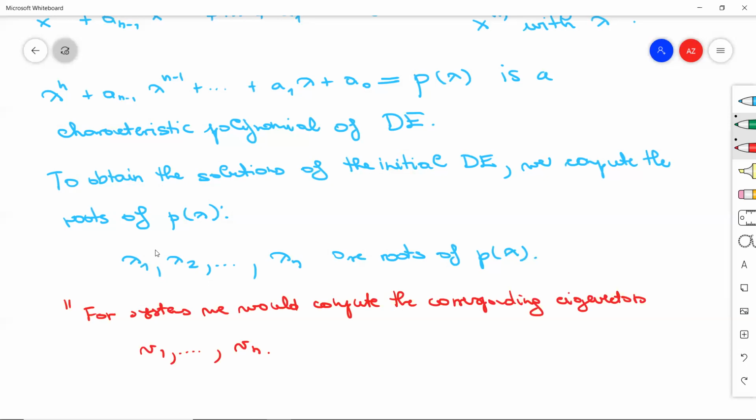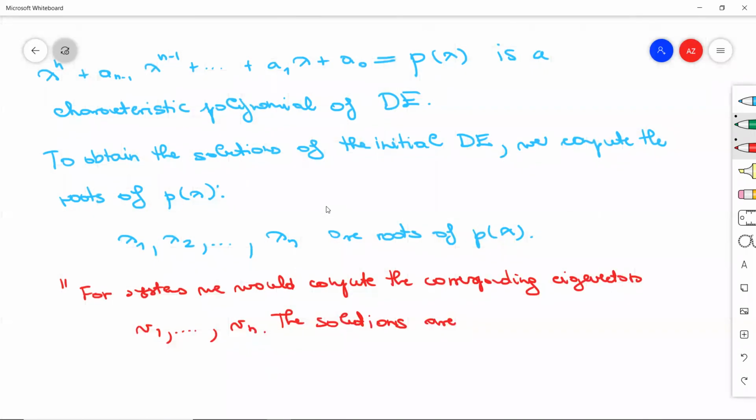And what are then the solutions to the system? The solutions are v1 times what? So v1, and what do we have to multiply it with? Because v1 is a constant vector, we need a function. So this vector must be a function of the parameter t. So what is the function appearing here? Do you recall?